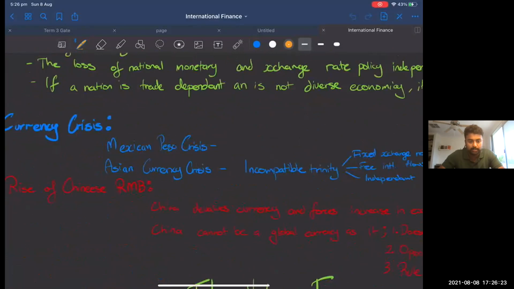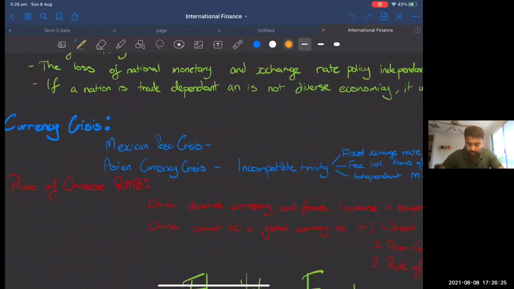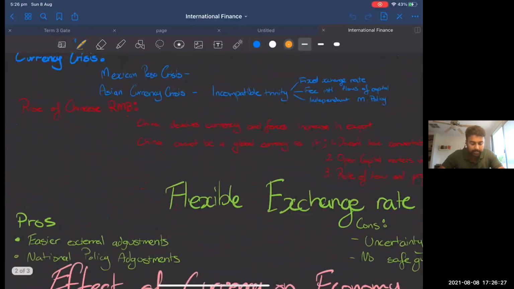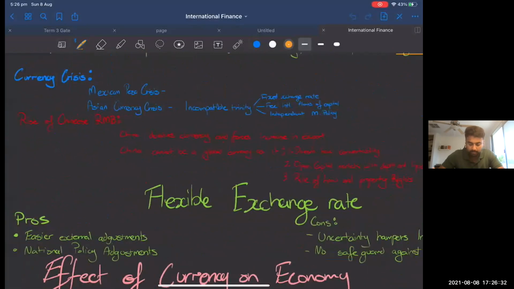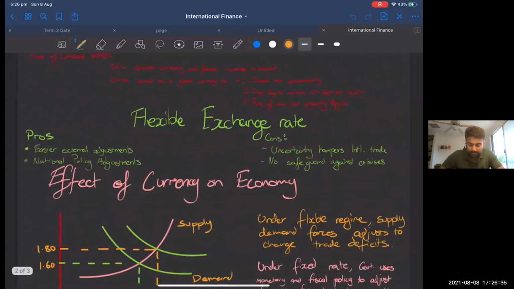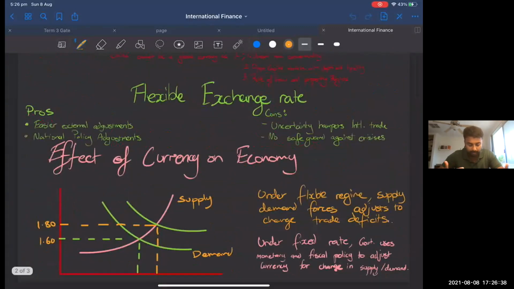Then the currency crisis. What's a currency crisis? It's when the Mexico and the Asian currencies lost its value. I'll look at the Chinese RMB. What's that? It's when China uses its currency to devalue to increase their power. Then I want to look at the effect of the currency in the economy. So I have a nice little graph which shows me how currency affects supply and demand.